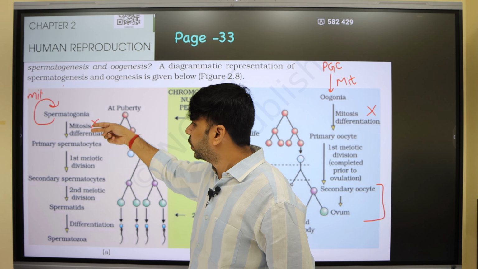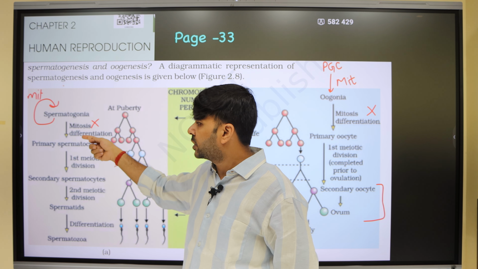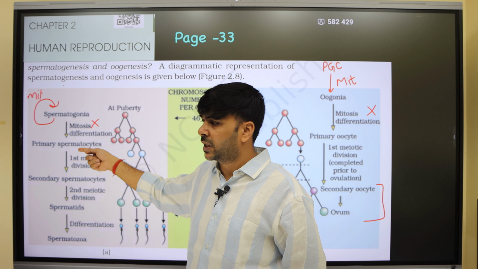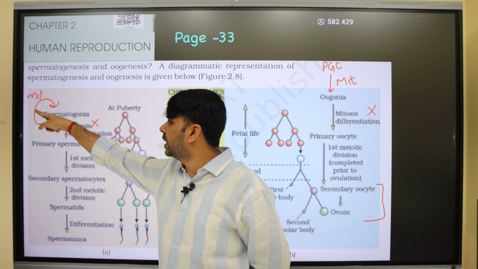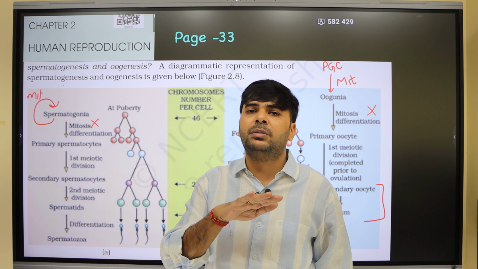Two words are mentioned together, mitosis and differentiation. So mitosis never forms primary spermatocyte. Differentiation forms primary spermatocyte. Mitosis forms spermatogonia again, which means the number is maintained.